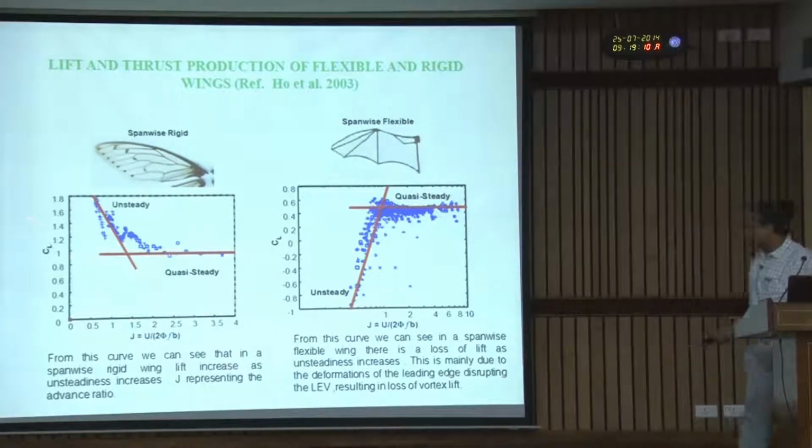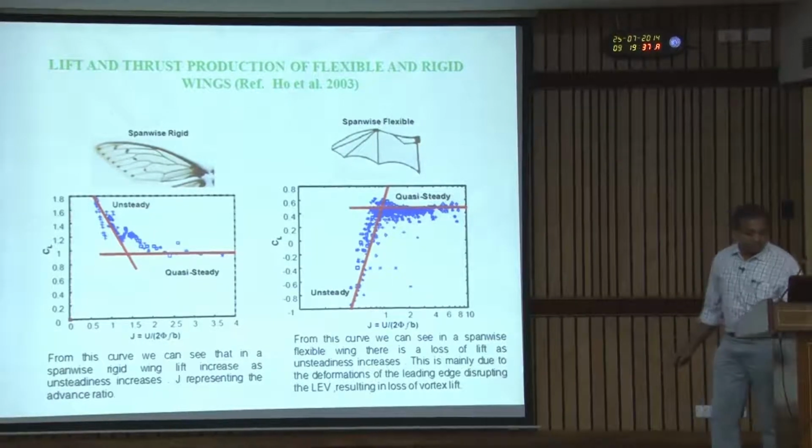What is this unsteady effect? We will show that. This is with a span wise rigid wing; most of them have a rigid leading edge bar, and the flexibility is in the chordwise direction. Here it is a span wise flexible wing. In this case you probably cannot operate in the unsteady region. The birds which use span wise flexibility, like bats, will probably be operating in this quasi-steady region.